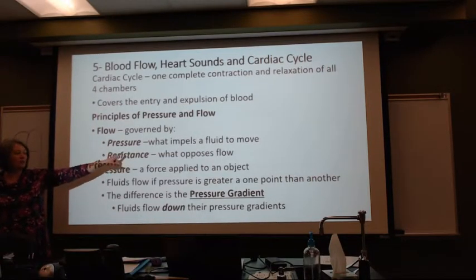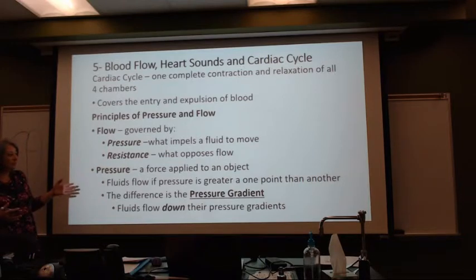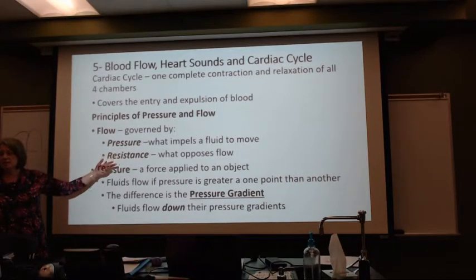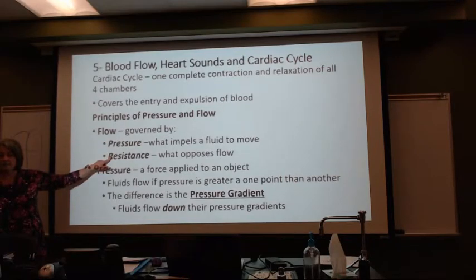Opposing the flow of the blood. There can be several things. All right. So when we're looking at this, we're going to find that the thickness of the blood, anything dealing with the vessels, any disorders that might be present. There are many things that can actually affect this.